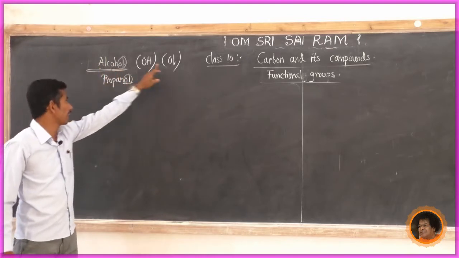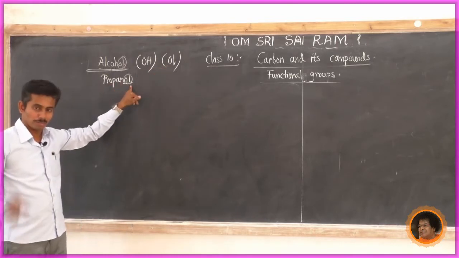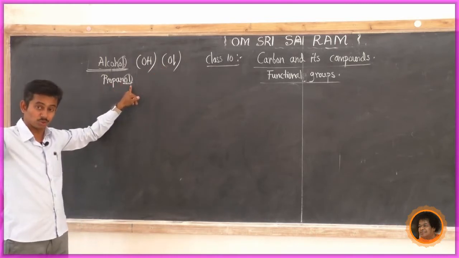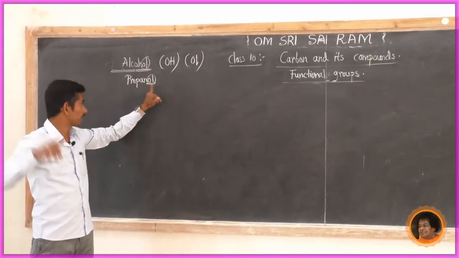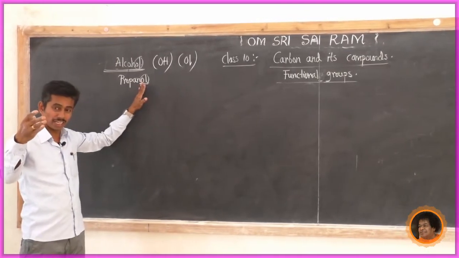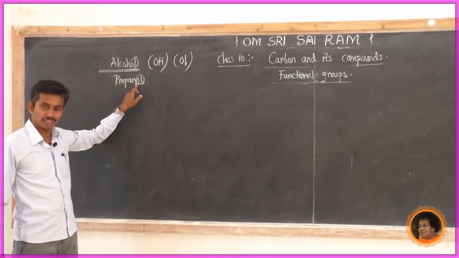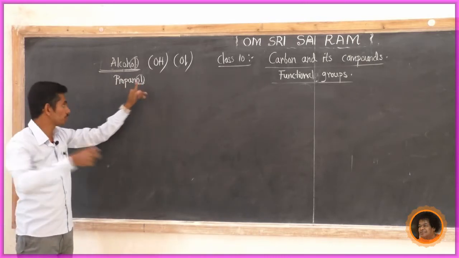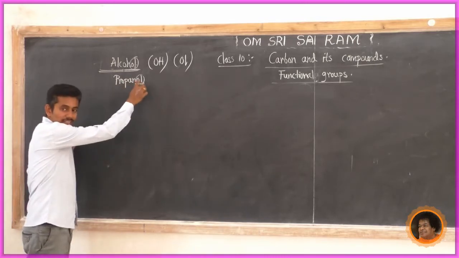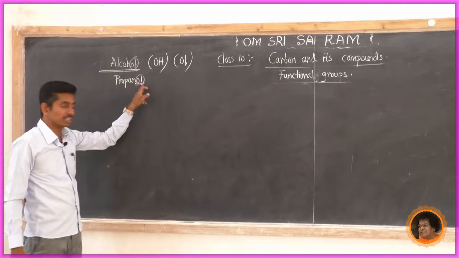Every alcohol ends with the suffix OL. For example, propanol, butanol, hexanol, pentanol. If any organic compound ends with the suffix OL, it is an alcohol. Propanol is an alcohol. Why? What is the conclusion? Because it ends with the suffix OL, the functional group is OH, therefore it is an alcohol.